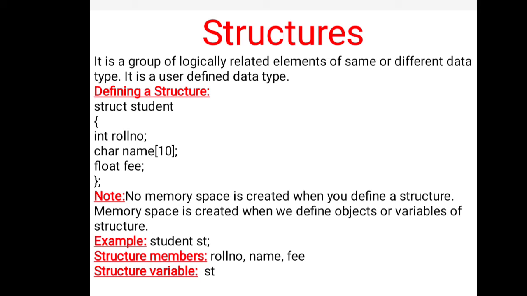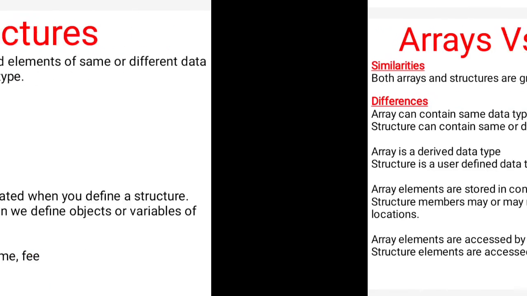Now what are structure members? The elements inside the structure definition. Example, roll number, name and fee. Here are the structure members. Now, structure variable. Suppose after creating the structure you have defined a variable like student st, then st is known as a structure variable.